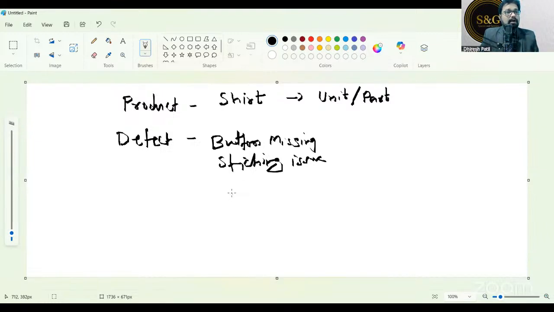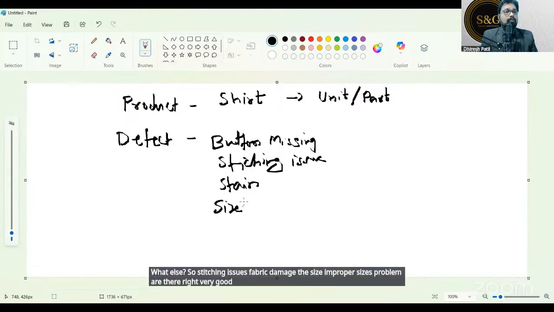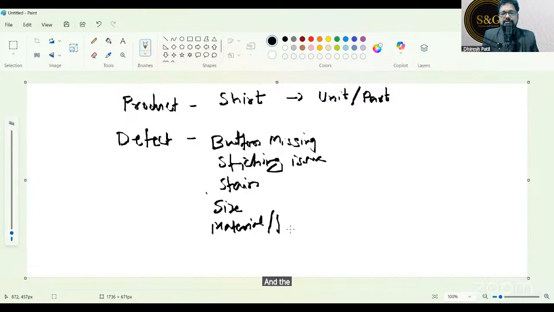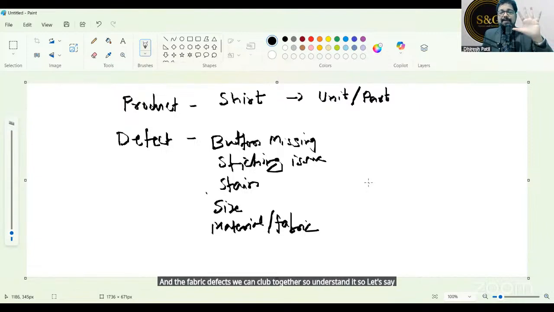What else? It can be the stain on the cloth, right? So the stain could be there. What else? So stitching issues, fabric damage, the size, improper size problems are there, right? Very good. So measurement and size, we can club together. Material quality and fabric damage, we can club together as well. So understand this. Let's say these are the 5 different types of defects which can come.